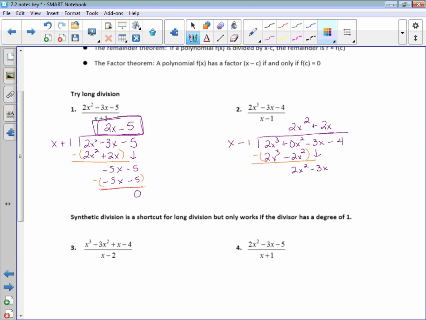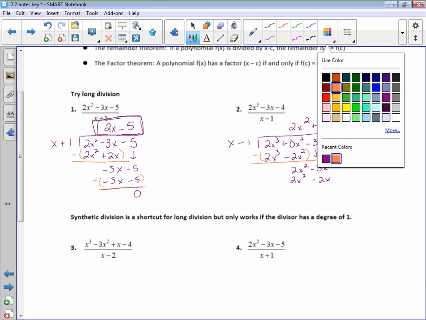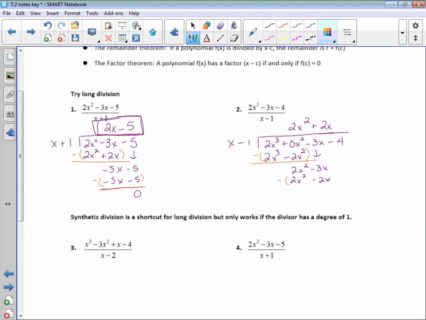Ben, do you see what we're doing? All right, what do I take x times to get 2x squared? Okay, now I take 2x. That goes in my next row. So I'd have 2x squared minus 2x. And then I would be subtracting. Thus the name long division.